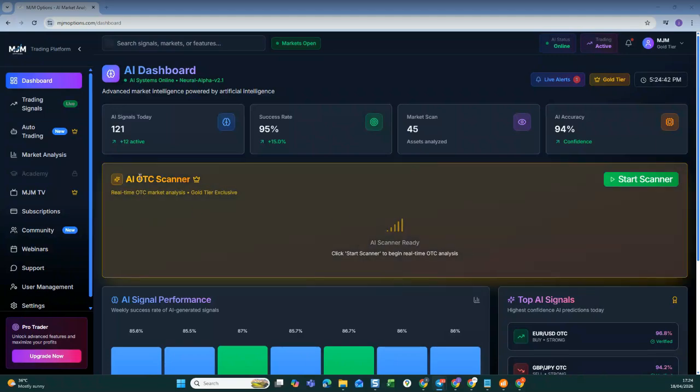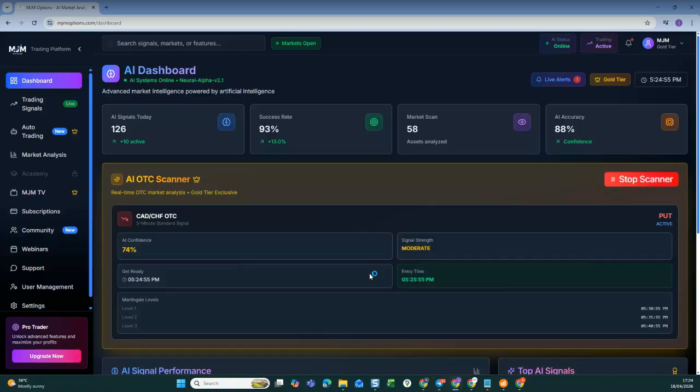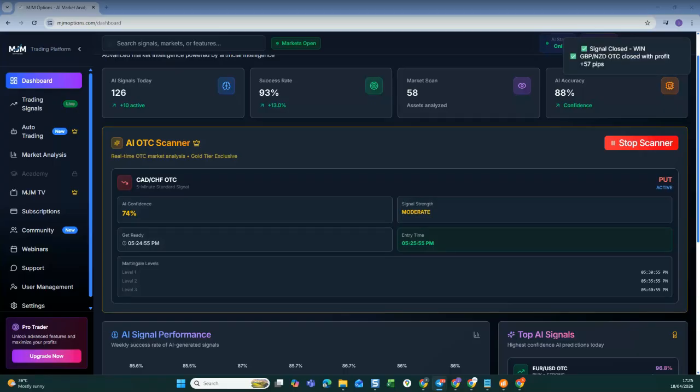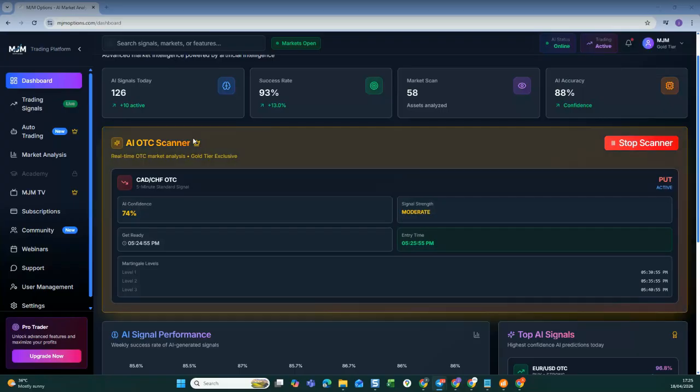Now, this is the AI OTC scanner, and this is where you click start scan. The moment you're unlocked, click start scan, and it generates a signal. I'm going to explain what everything on the signal means and how you can take them. We're going to take the first signal right now, and we are taking five total. We take the first one after I finish explaining how the AI OTC scanner works.